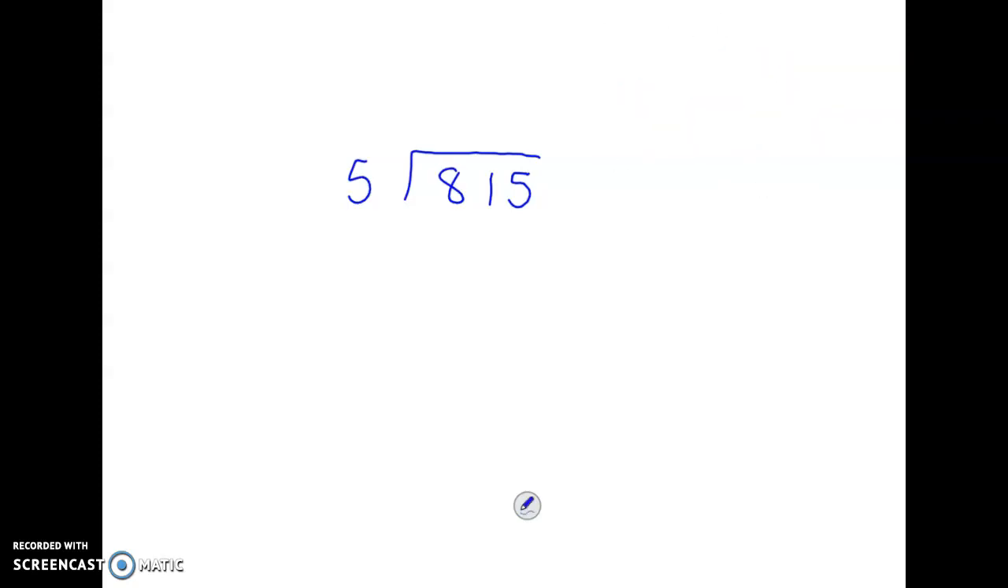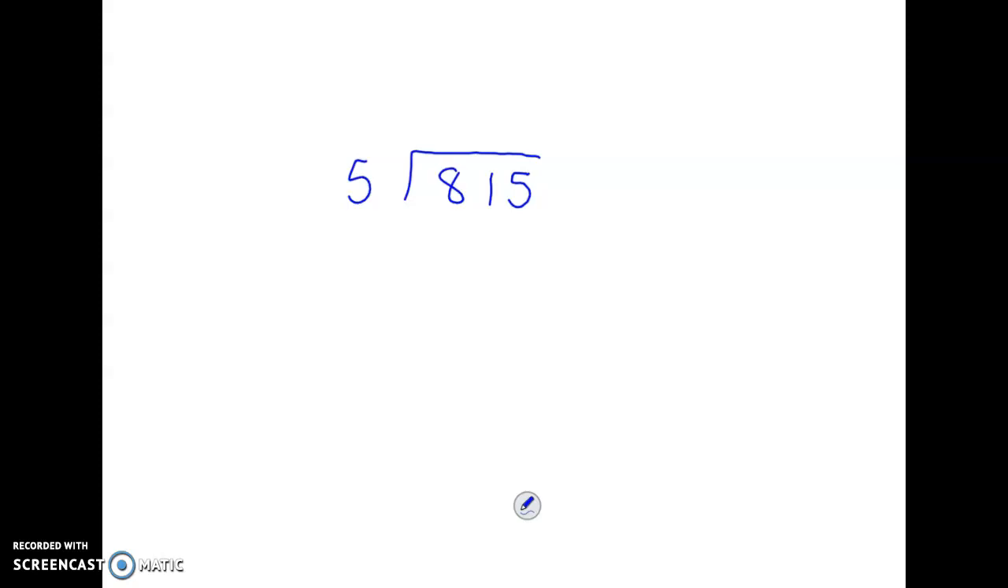So copy this down on your paper, and at any point remember you can pause the video and get caught up with me. This first method I'm going to show you is the place value sections method. You might call it just the box method. So here's what we're going to do.